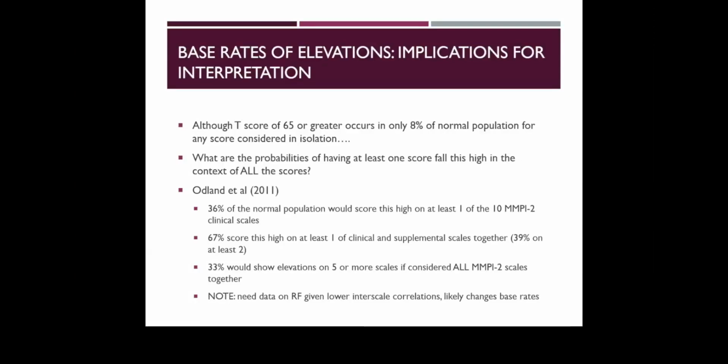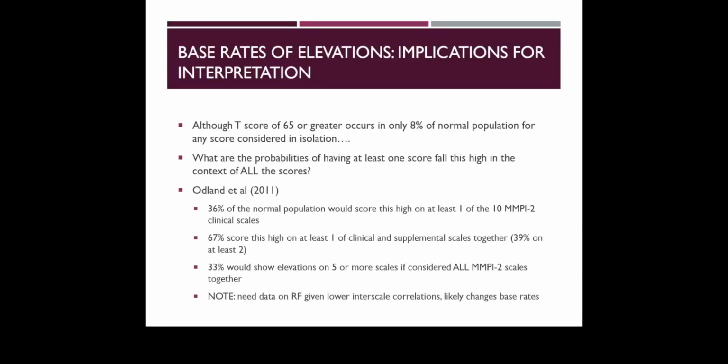Now, if you use all of the clinical and supplemental scales, of which of course there were a lot on the MMPI-2, 67% of the normative population scored that high on at least one of the scales, 39% on at least two, and 33% on five or more if you looked at all the MMPI-2 scales together. Now, this was MMPI-2 data, and remember, those subscale scores correlated really highly with each other. So it likely changes the base rates of having two or more or three or more on the MMPI-3, because the scales didn't correlate as strongly with each other.